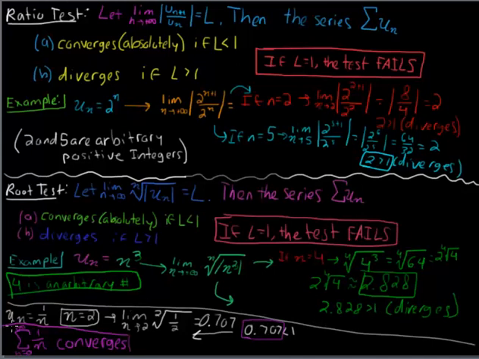And let's just say u sub n equals 1 over n, and we'll say n equals 2, then the square root of 1/2 is approximately 0.707, which is less than 1, and therefore the sum of 1 over n converges.